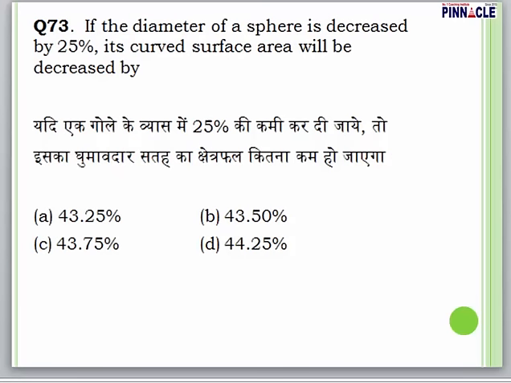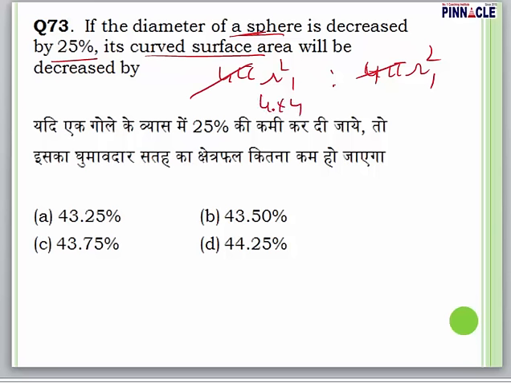Question number 73. If the diameter of the sphere is decreased by 25%, then the curved surface area would be decreased by how much? So what is curved surface area? Curved surface area is 4 pi r square. And when the diameter is decreased by 25%, it means the radius is also decreased by 25%. Area is 4 pi r square, and now it would become 25% less. If earlier it was 4, you can cancel 4 into 4. Now it is decreased by 25, it means it will remain 3 by 4. That is 3 into 3. Earlier it was 16, now it is 9.